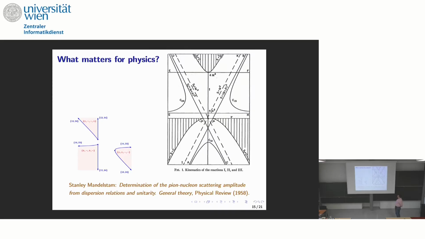Very good. So here's Stanley Mandelstam. I promise we're going to talk about him. Mandelstam in 1958 wrote this paper, Determination of the Pion-Nucleon Scattering Amplitude from Dispersion Relations and Unitarity. And in this paper, he has this picture. That's figure 1 in this paper. And he talks about reactions 1, 2, and 3, and the kinematics. So this is some kinematic space in this 1958 paper.